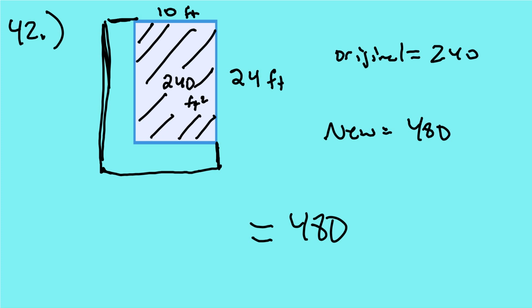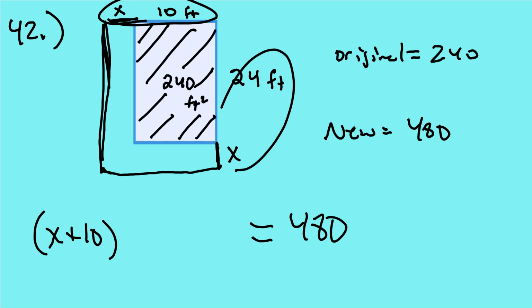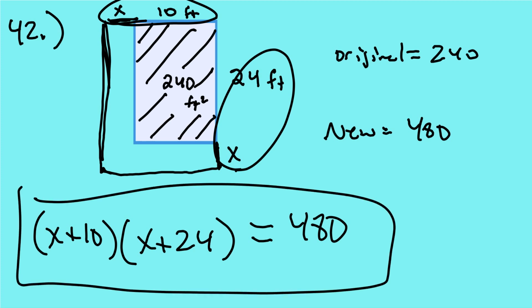They're going to keep the ratio the same, so they want to add the same amount on both sides. We're going to call that x. So the new area is actually going to be x plus 10, times the other side, x plus 24. And for 42, all they want to know is an equation, so you're done. You don't have to solve it in this problem. And that's it for 42.